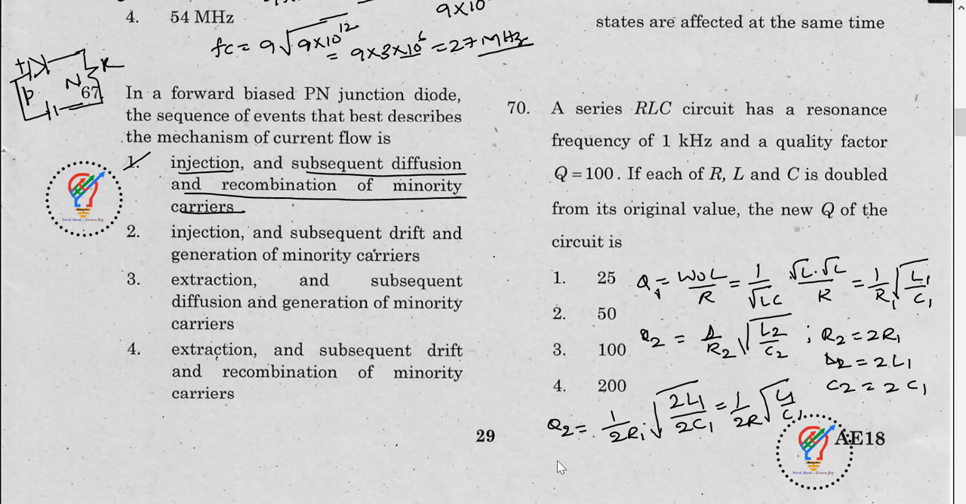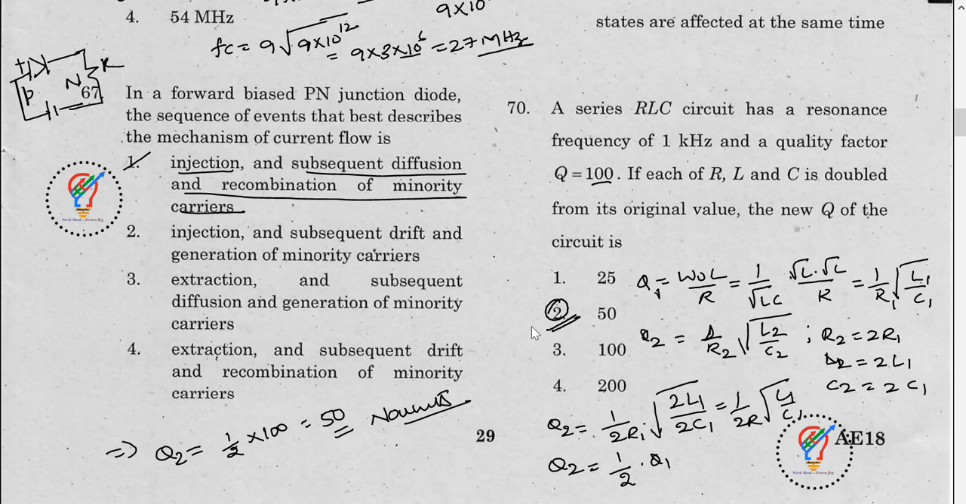So we can write Q2 as 1 by 2 times Q1. This is a basic thing. As per this, quality factor Q2 is equal to 1 by 2 times the quality factor Q1, whose value is 100. So it will be 50. There are no units here. So the answer will be 2.